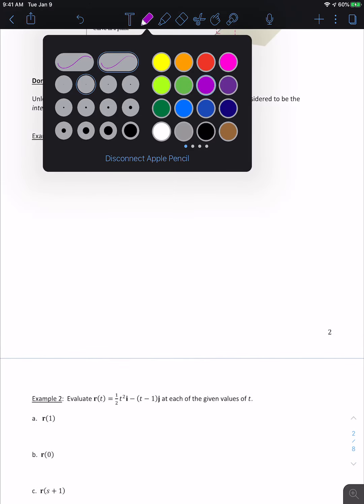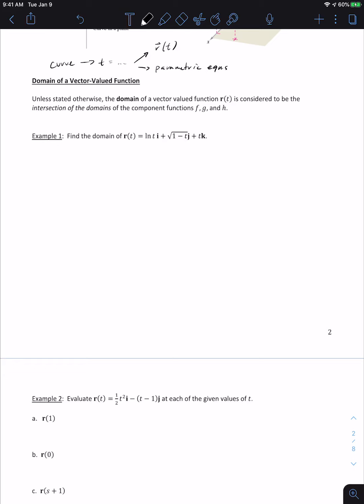So the domain of a vector valued function. Unless otherwise stated, the domain of a vector valued function, r of t, is considered to be the intersection of the domains of the component functions f, g, and h. So if we look at this example here, if I want to find the domain of r of t, which is ln of t in the i component plus the square root of 1 minus t in the j component plus t k, well, what I need to do is find the domain of each of these component functions, right?